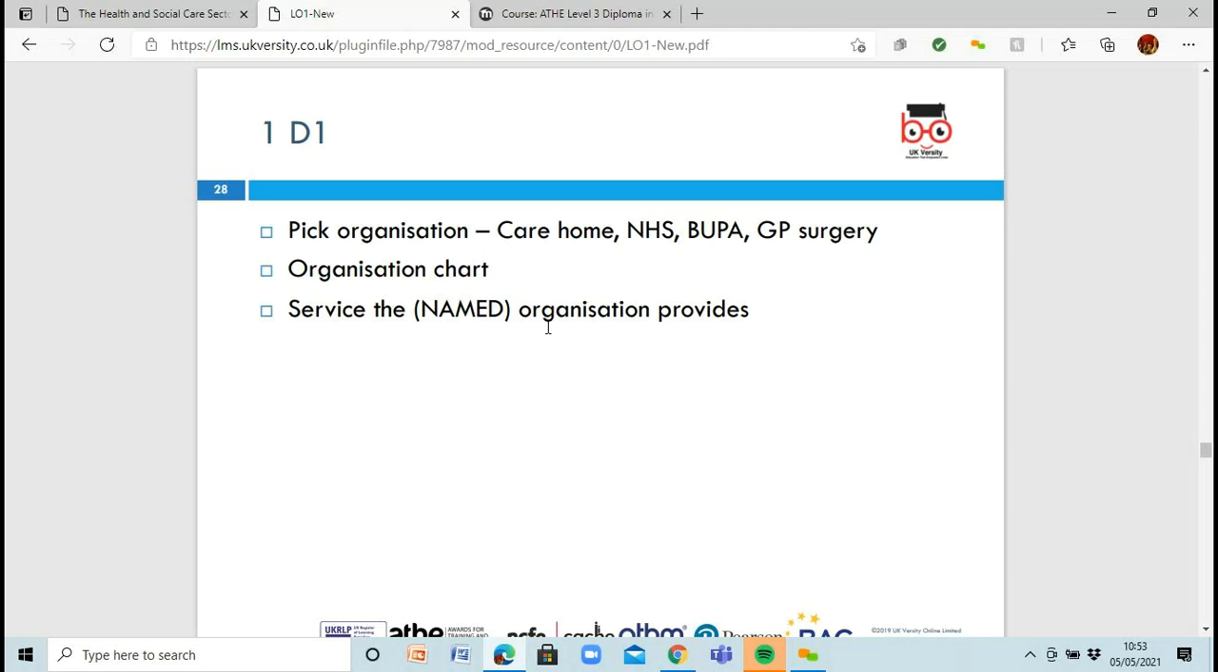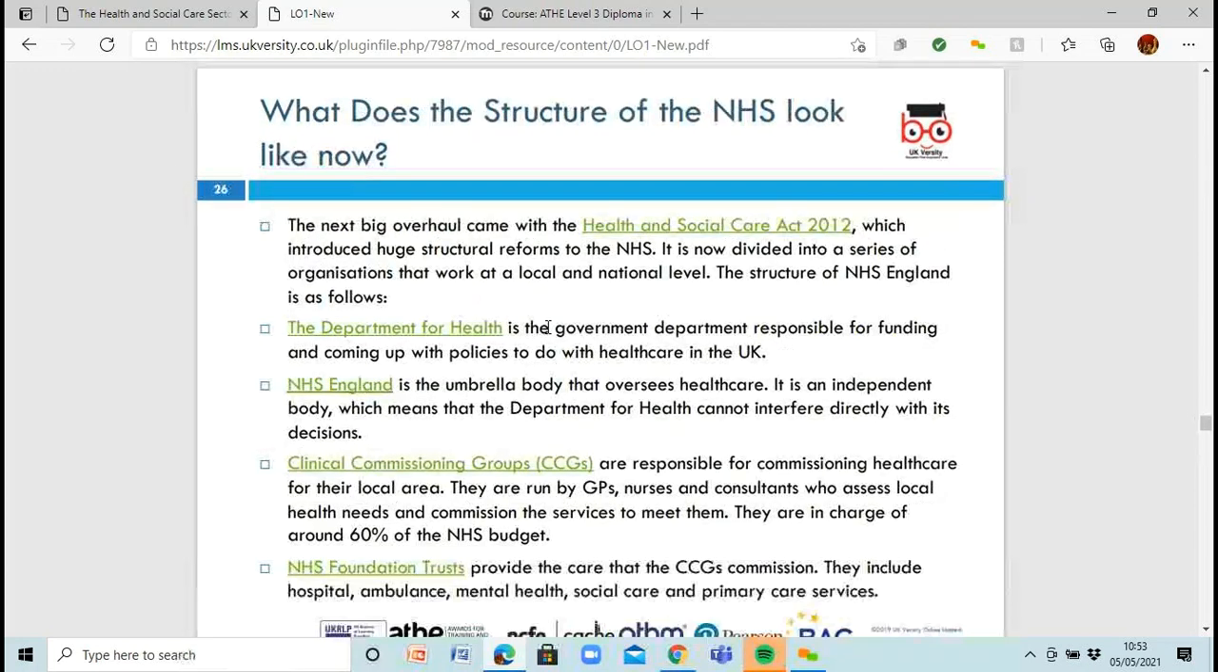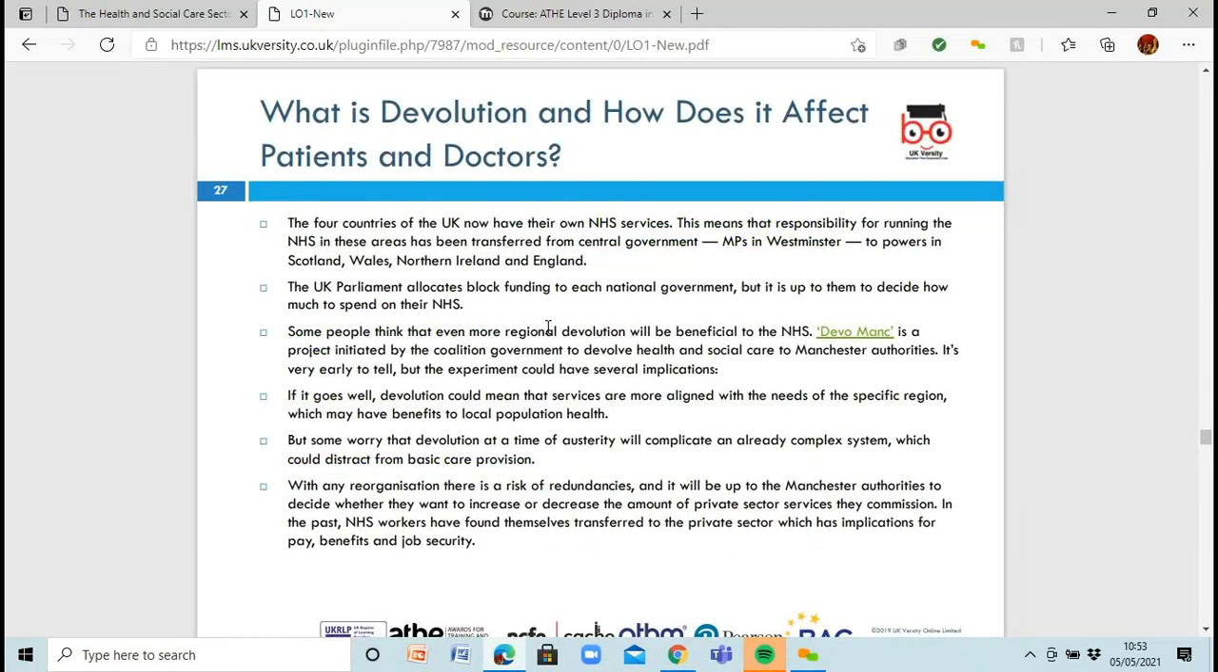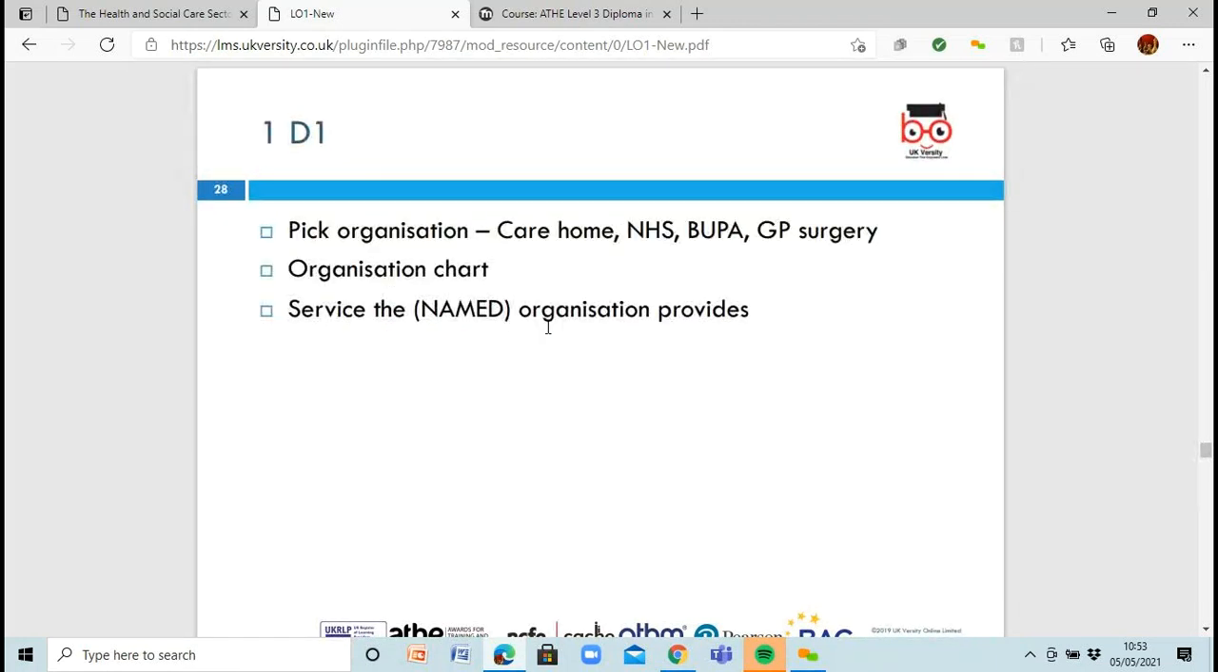So go through a bit of information. Now, to save you time, I always suggest pick the NHS. You've got a whole load of information that has already been done here for you. You just don't copy and paste it, but do look at the information and include a few points in and do a bit of extra research and then add it in.